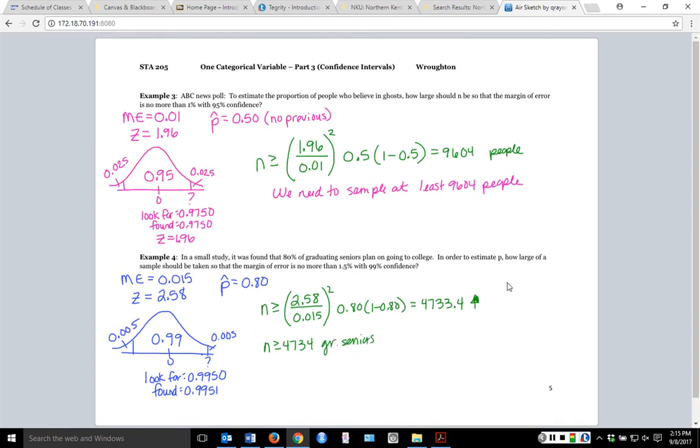So then I can finally interpret that and say we need to sample at least 4,734 graduating seniors. Again, these are always round up, and it's because of that greater than or equal to sign is there to remind you of that.